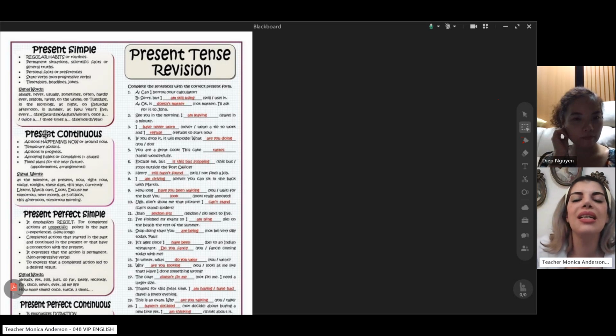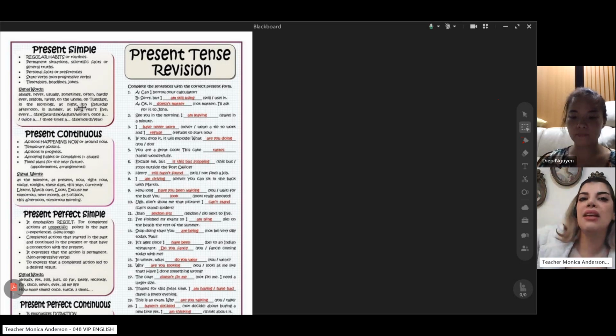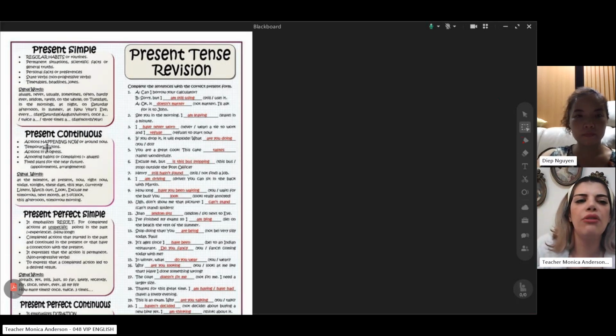The next one is present continuous. It is used for actions happening now or around now. I can say the most common use is an action happening right now. Or temporary actions. Temporary means it's not permanent, so it happens for a short time, not lasting for a long period like present simple. And sometimes it's used with annoying habits, and we can use always with this tense. Of course, I will give you some examples. At the moment, right now, currently, and this year are the signal words of present continuous.